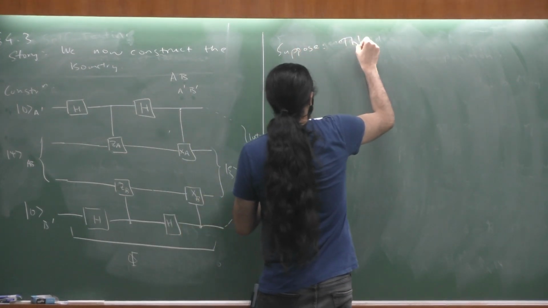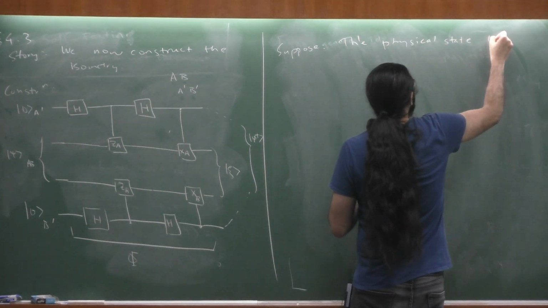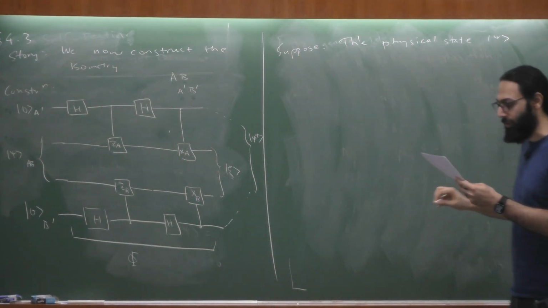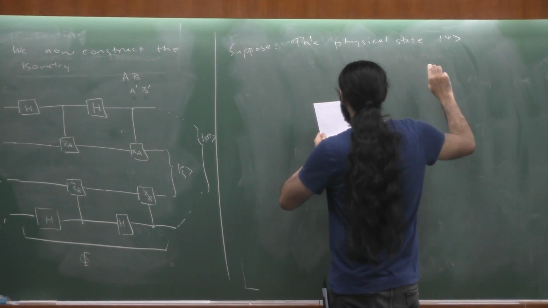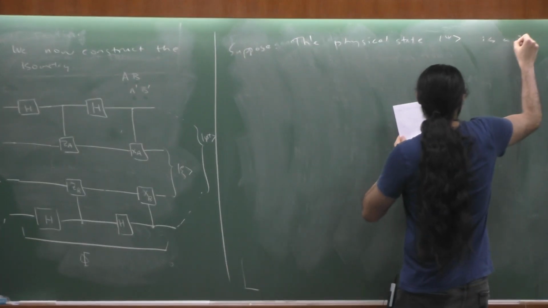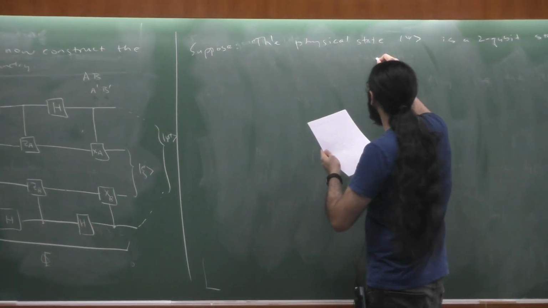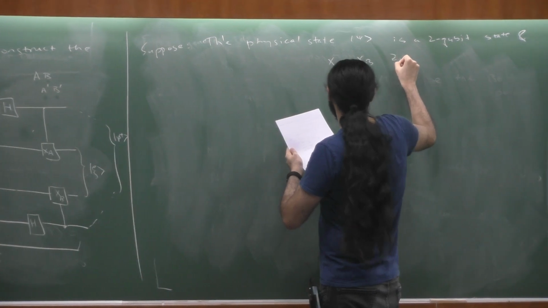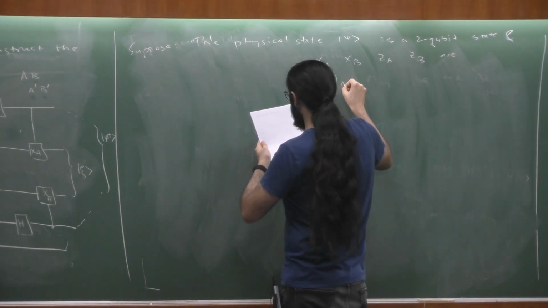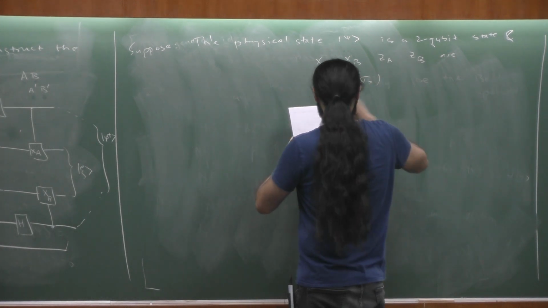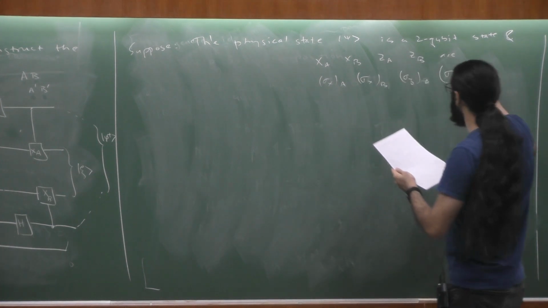Suppose the physical state, by physical state I mean psi. We are essentially assuming all states are physical, but this is the unknown state. But suppose for the moment that this state psi is a 2-qubit state, and X_A, X_B, Z_A, Z_B are just the Paulis. This is just to build intuition. This is not how we actually construct the isometry, but just for intuition.